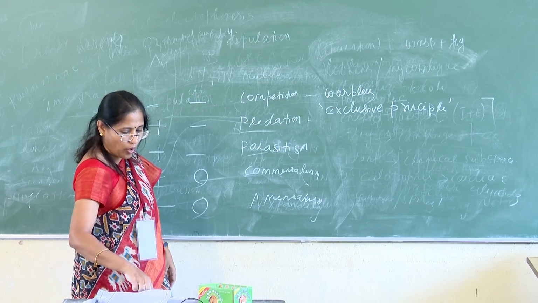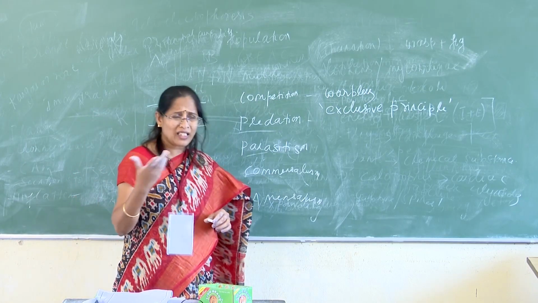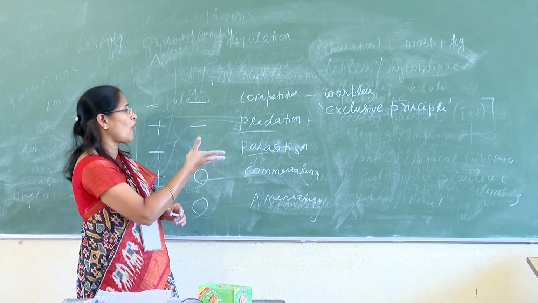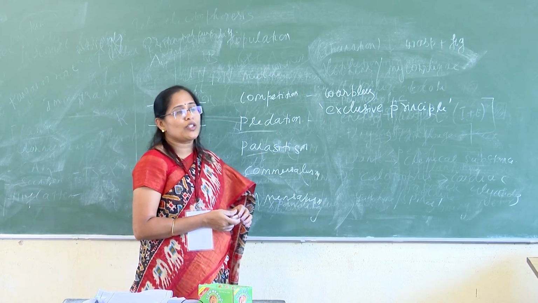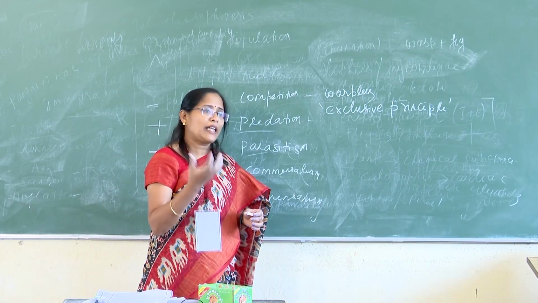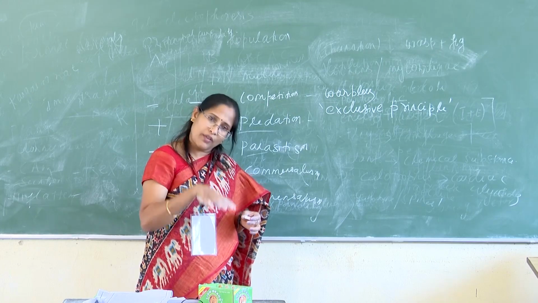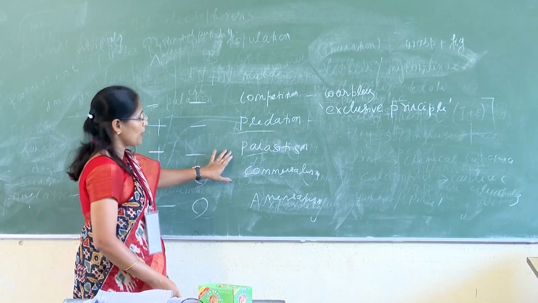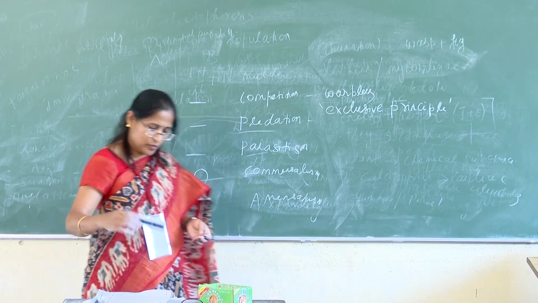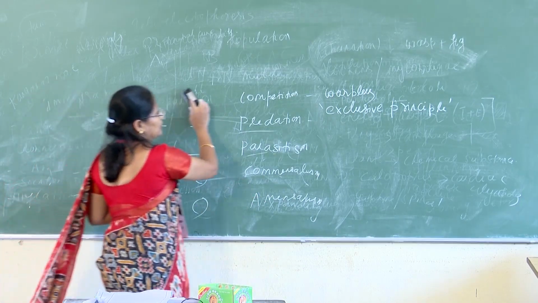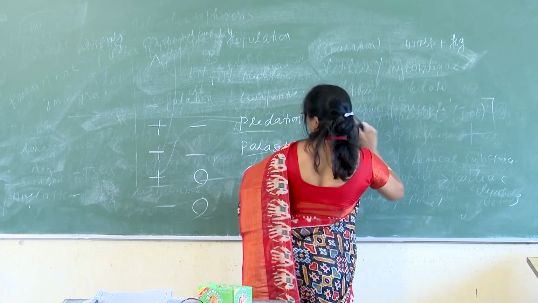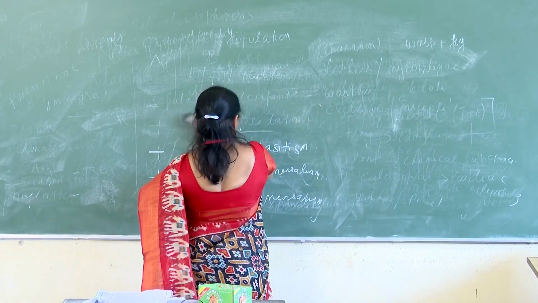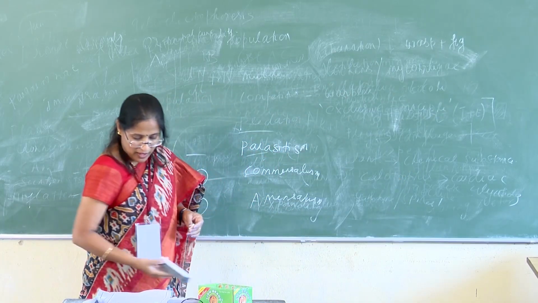Other than that, competition goes with the law of Darwin, which says survival of the fittest. Who can take the resource, reproduce, and survive in that environment will be able to do that. Got it now? Then comes parasitism. What is parasitism?